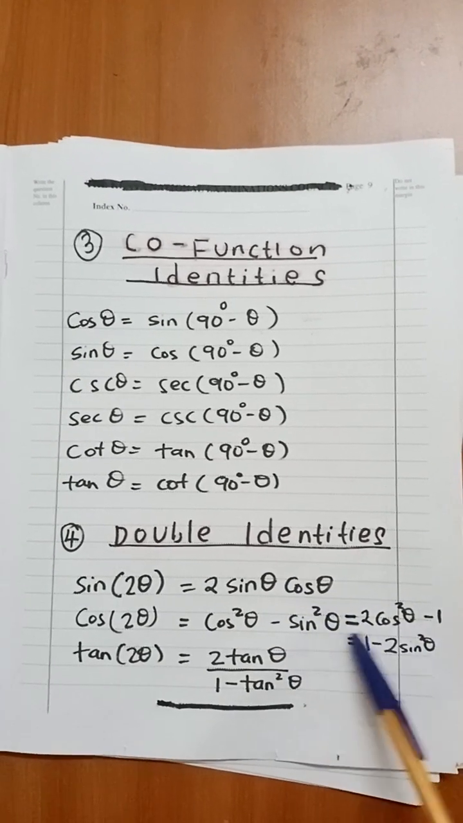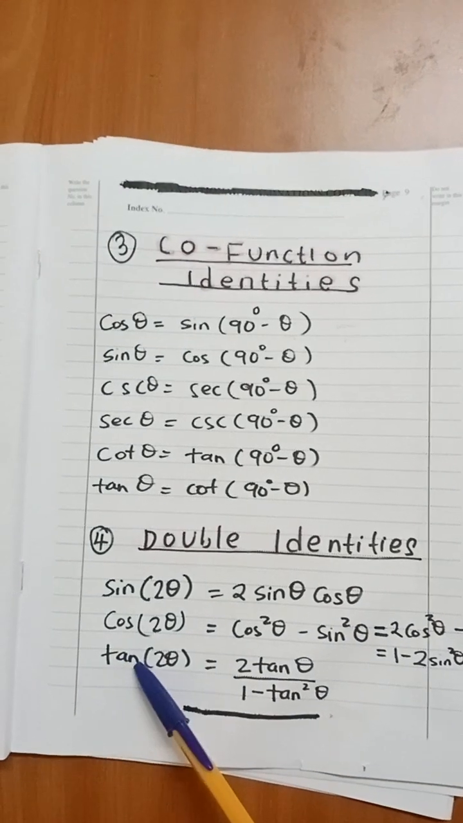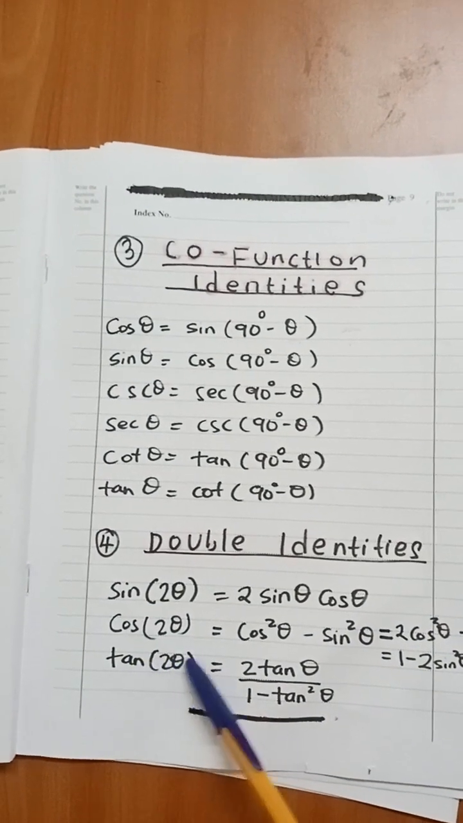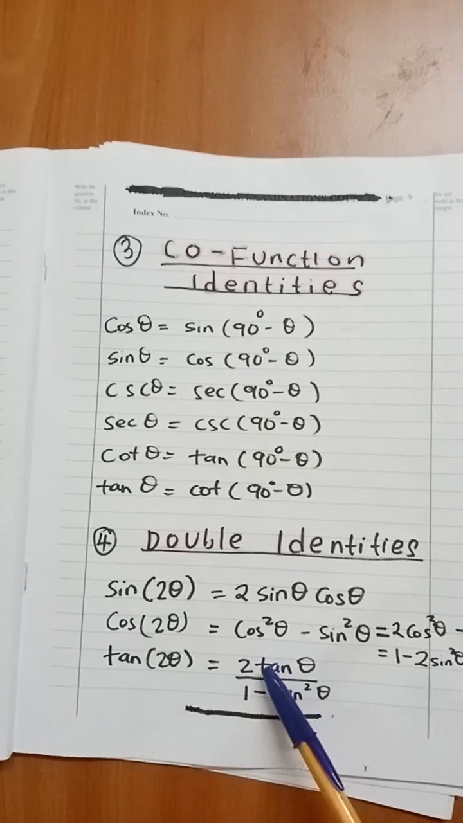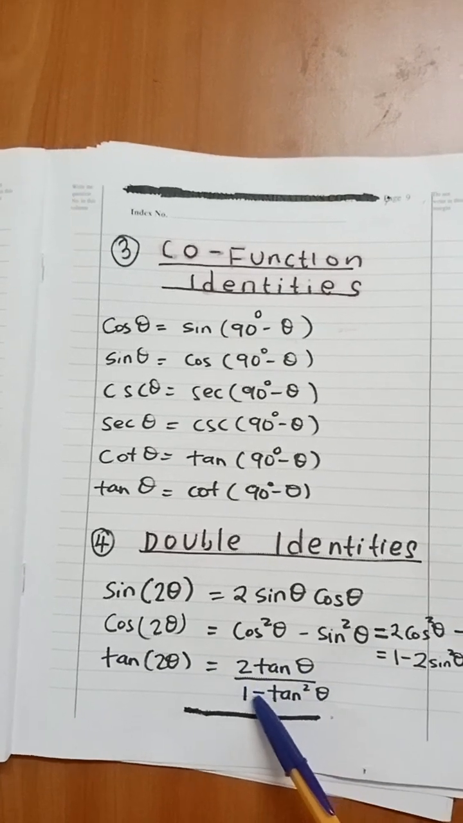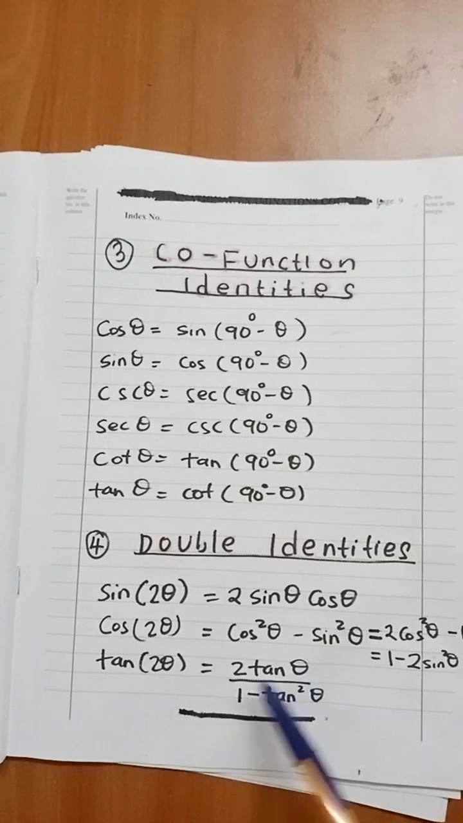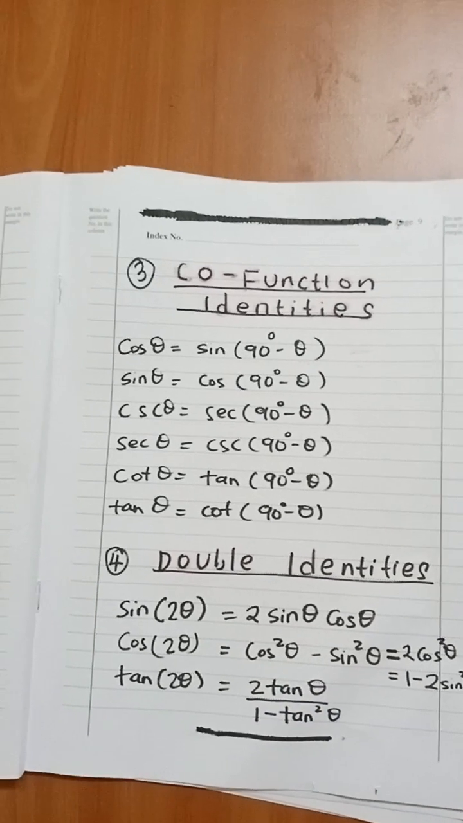You can try and prove this. Last but not least, tan 2 theta is the same as 2 tan theta all over 1 minus tan squared theta.